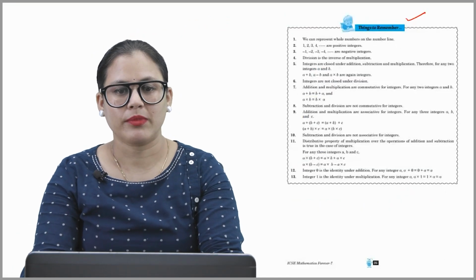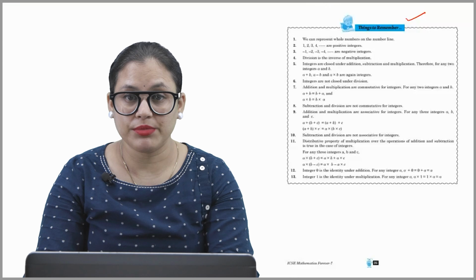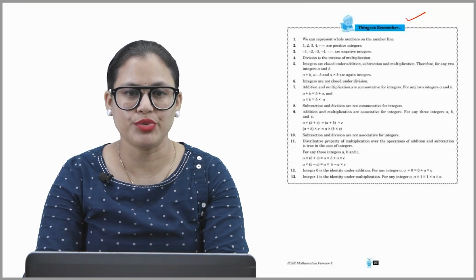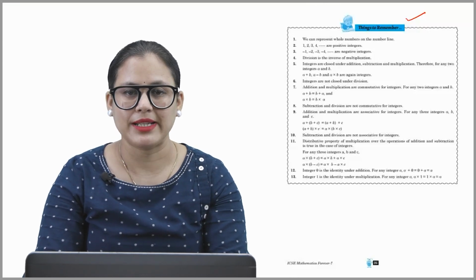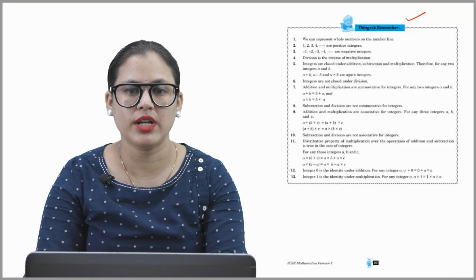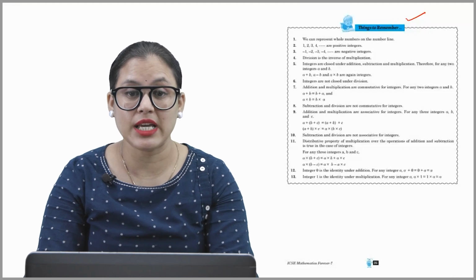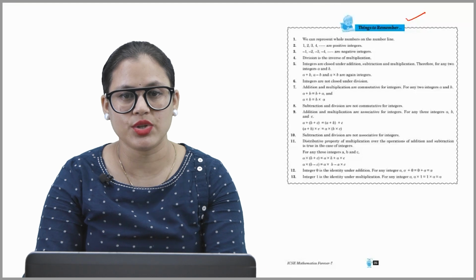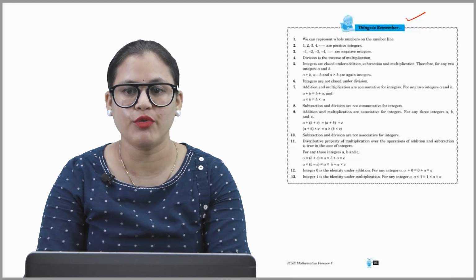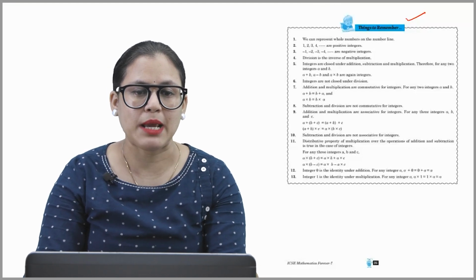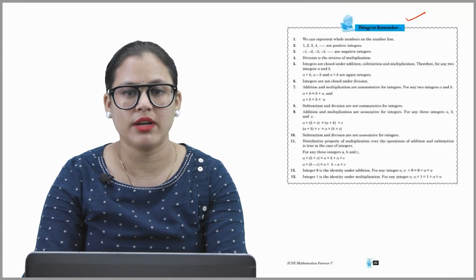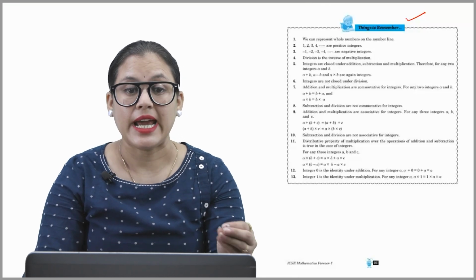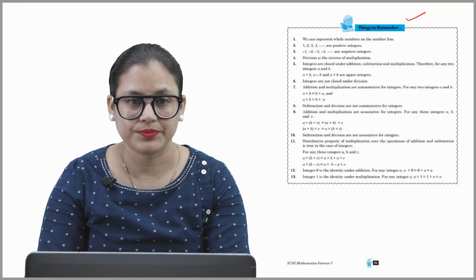Things to remember. 1. We can represent whole numbers on the number line. 2. 1, 2, 3, 4 are positive integers. 3. Minus 1, minus 2, minus 3, minus 4 are negative integers. 4. Division is the inverse of multiplication. 5. Integers are closed under addition, subtraction and multiplication. Therefore, for any two integers a and b, a plus b, a minus b and a into b are again integers. 6. Integers are not closed under division.